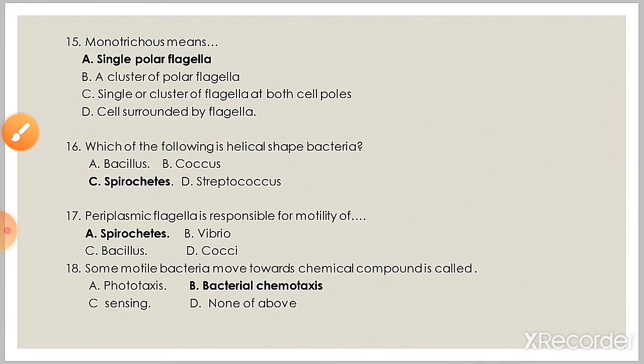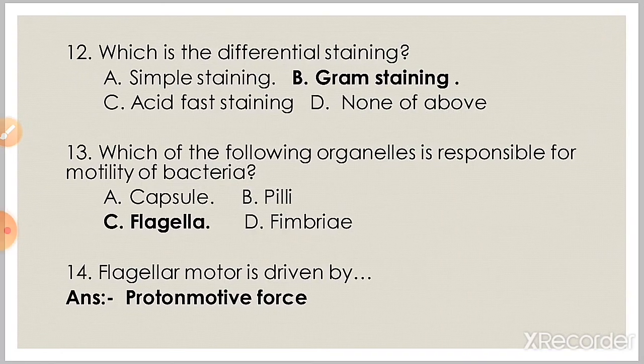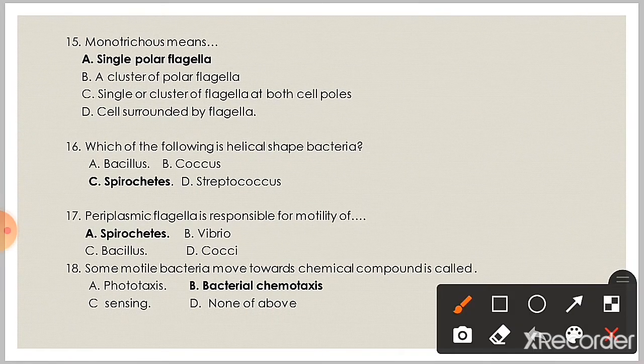Question 15. Monotrichous means. Option A, single polar flagella. A single polar flagella is called monotrichous. A single or cluster of flagella at both ends is called amphitrichous, and cell surrounded by flagella is called peritrichous.